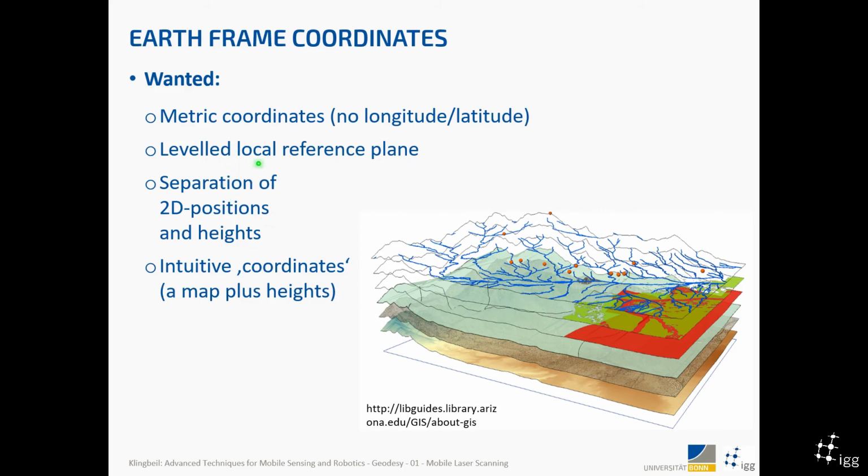You want to have a reference plane which is leveled and local, so you can also separate the position and the height, and you just add the height then to that point. You can see that here a little bit. So this is this kind of layer idea, right? This is the 2D map, and then you have some height information additionally on that 2D plane, and you have metric coordinates, no angles, no longitude, latitude, and this is what you actually want. And this is possible, and this is also something that you've been told already.